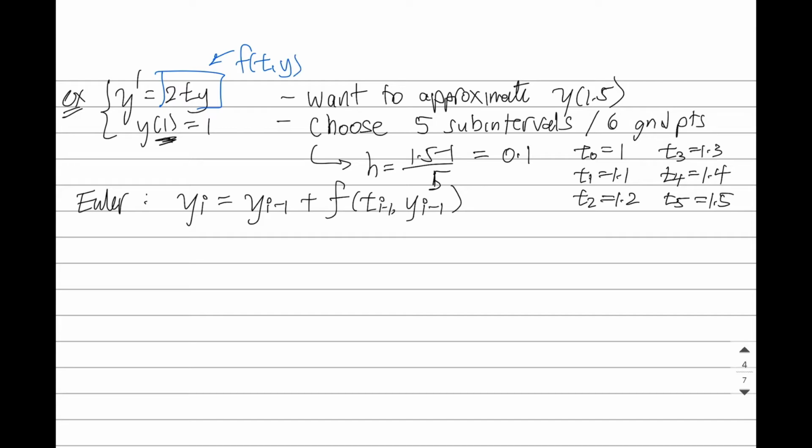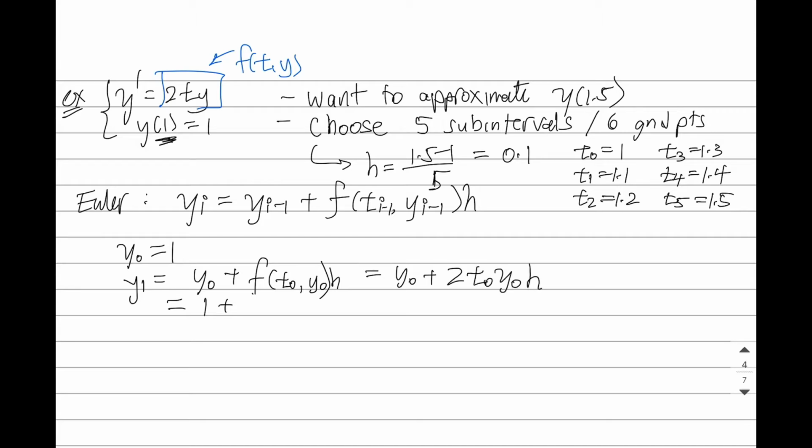So what the Euler method requires is the initial starting value. So y of 0 is 1. And now we need y1. So this is going to be y0. Actually, maybe I'll write it explicitly here. It's going to be y0 plus f of t0, y0 times h. And in our problem, that's going to be y0 plus 2 t0 y0 times h. So in our problem, that's 1 plus 2 times 1 times 1 times 0.1. So that's going to end up giving us a value of 1.2. So the first step, the approximate solution there is 1.2.